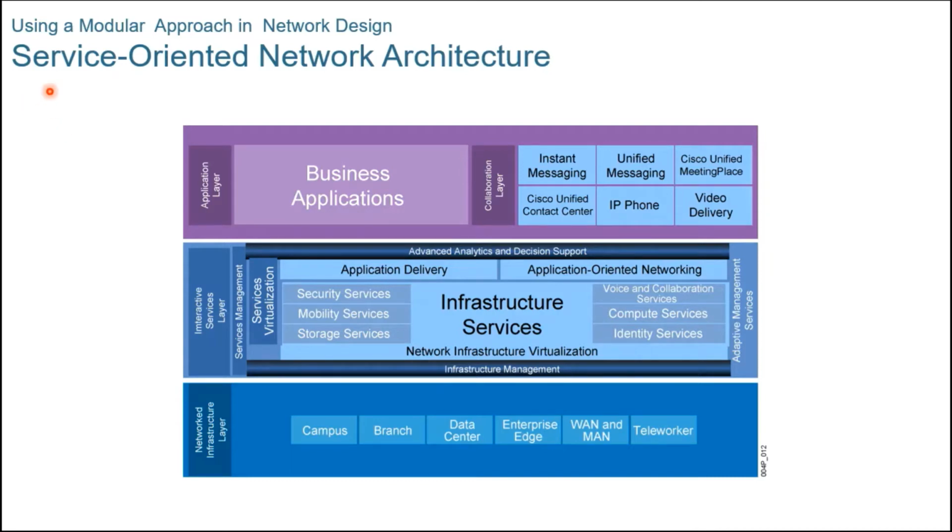Let's start with the Cisco Service-Oriented Network Architecture, or the SONA. So as illustrated here in the figure, the Cisco SONA provides an enterprise-wide framework that integrates the entire network. So that includes the campus, data center, enterprise edge, WAN branches, and teleworkers. So that offering staff secure access to the tools, processes, and services they require.